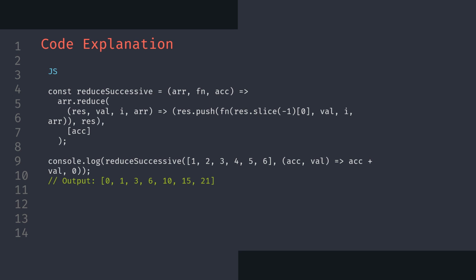The key part is red.slice(-1)[0], where the array has 0 in it, which retrieves the last computed value for the next calculation.